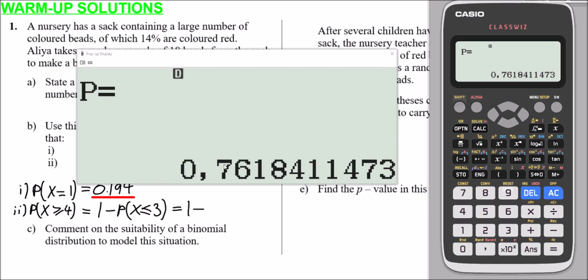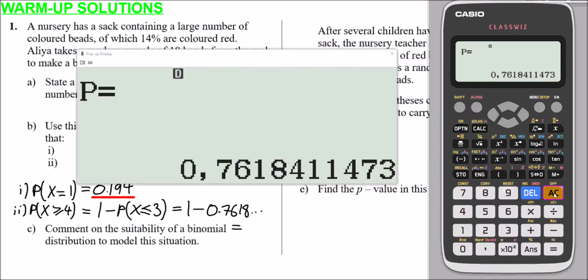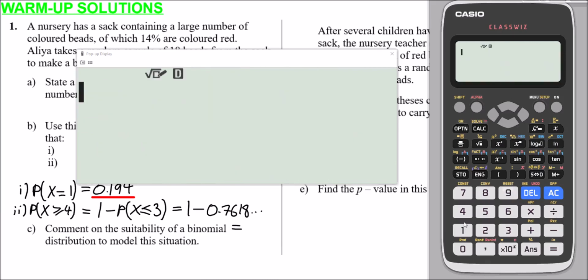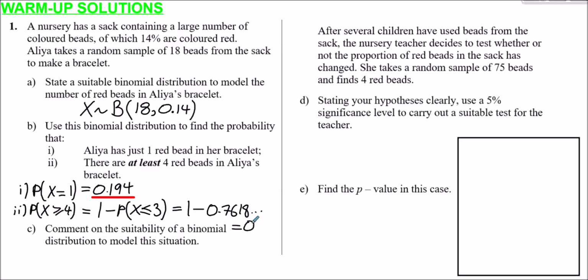We get 0.7618, etc. So I need to do that calculation now, 1 minus this. So go back to menu, normal mode. 1, take away the answer I just got, gives 0.238. So that's B part 2.